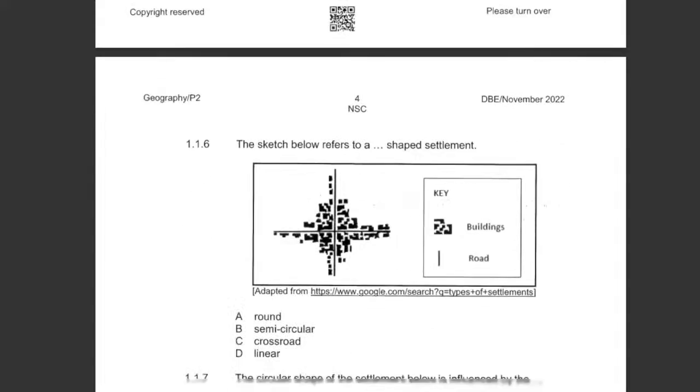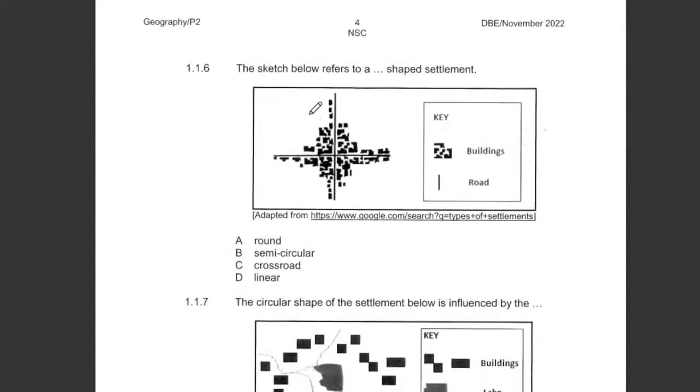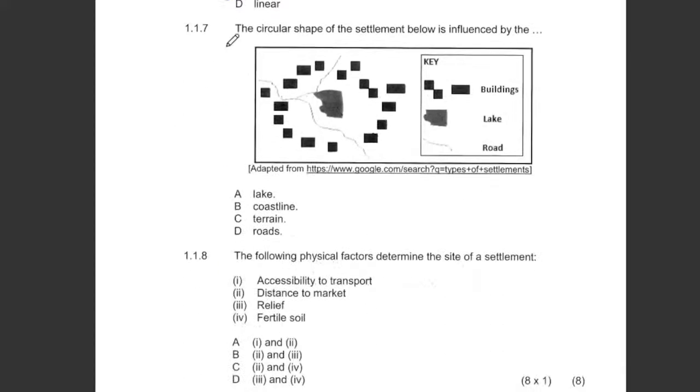1.6. The sketch below refers to that shaped settlement. Which one is that? You can see it's a crossroad. These are cross settlements. So you can see the option is what? It's C. So they say the circular shape, it's the shape of a settlement below.